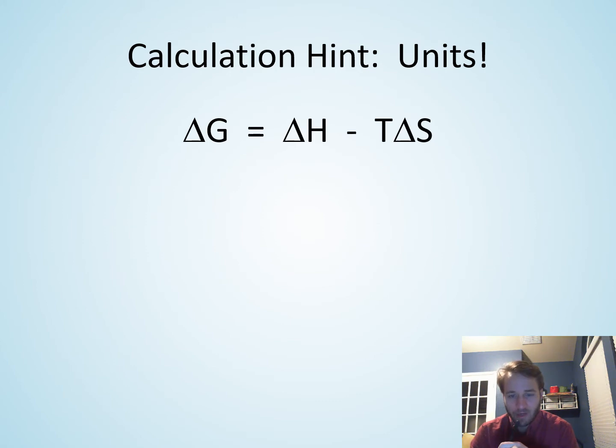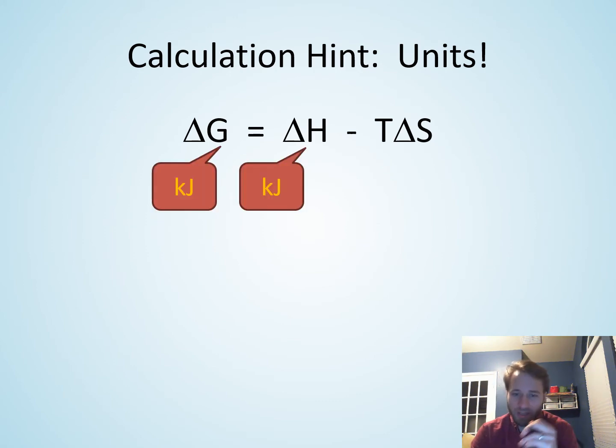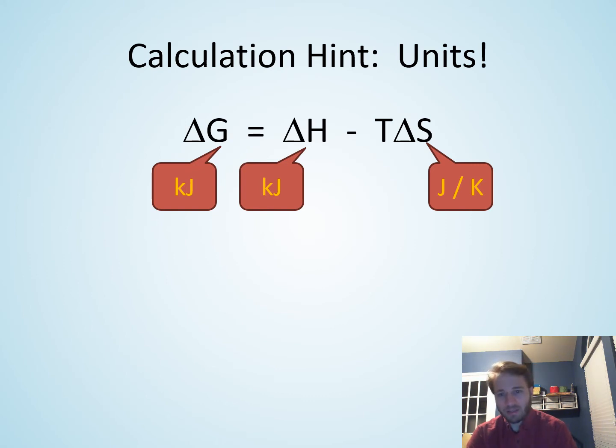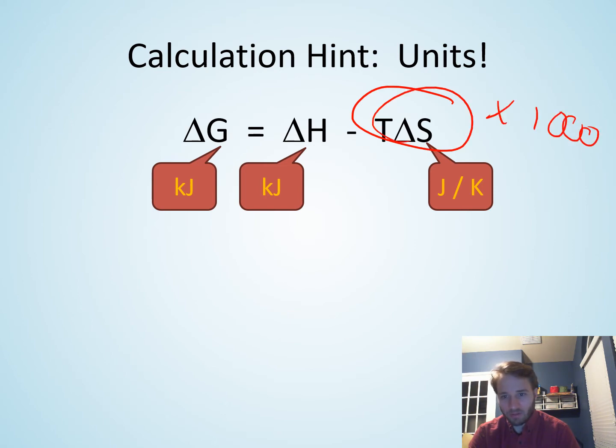Now note when you're calculating delta G, often delta G and delta H itself are given in kilojoules, while delta S is given in joules per Kelvin. Which means you typically need to multiply this quantity here by 1,000 so that you can convert it to kilojoules. It's a very common mistake to forget to do that. So I wanted to point it out, hammer this point home.